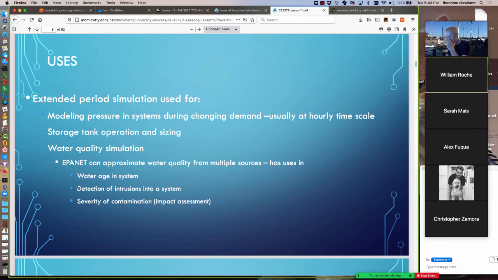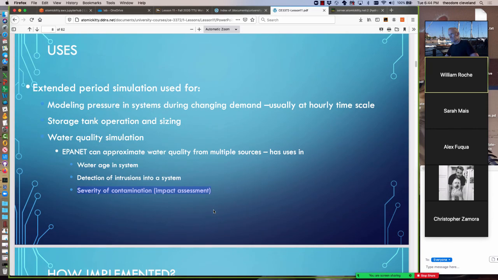Not byproduct, disinfection residual. It can be used to detect intrusions into a system, for example, reverse flows and where they're going to end up. And in the case of an intrusion, we can use that to assess the severity of the contamination, and that in turn would help us employ a strategy to isolate portions of the network, flush them, and then recharge them with usable potable water. So those are the main uses for extended period simulation.